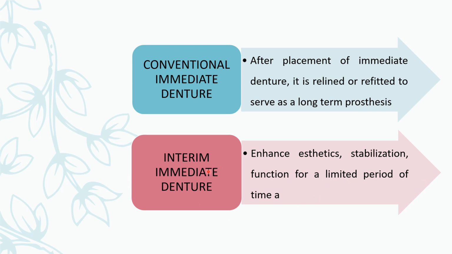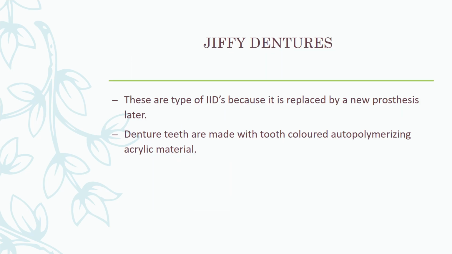It can be done in between, maybe like an FPD or maybe implant placement, right? Like in a young patient with a single tooth missing. We have done this type of thing in our department. Okay, coming to Jiffy denture, this is one type of interim immediate denture. Basically everything is the same as an immediate denture, except that the denture teeth are made with tooth colored autopolymerizing acrylic resins. This is not done very frequently now. It used to be done before.